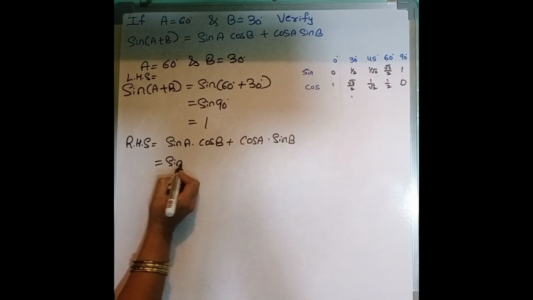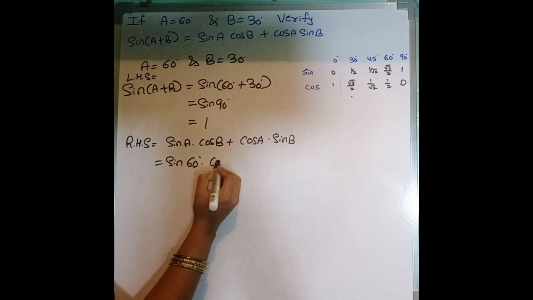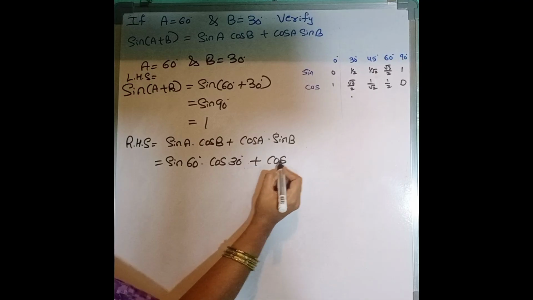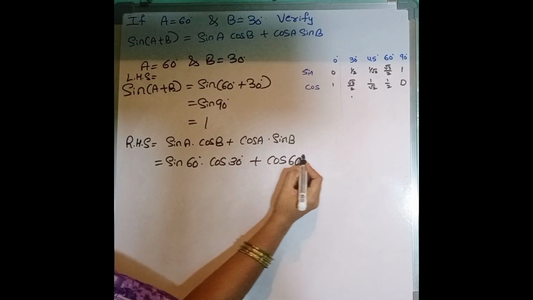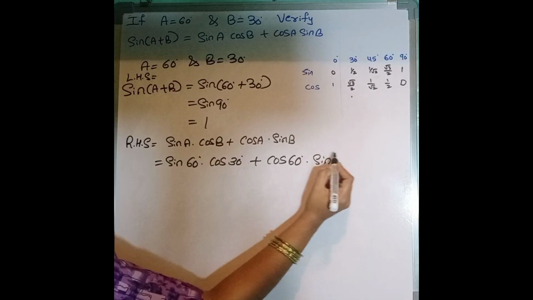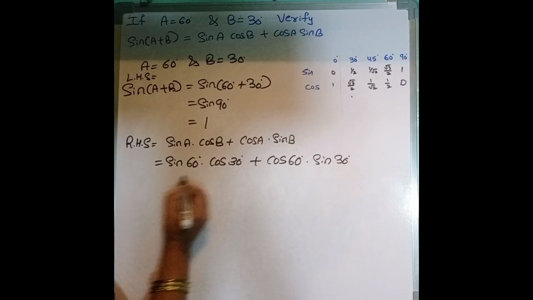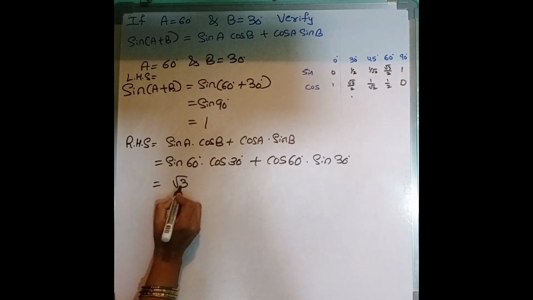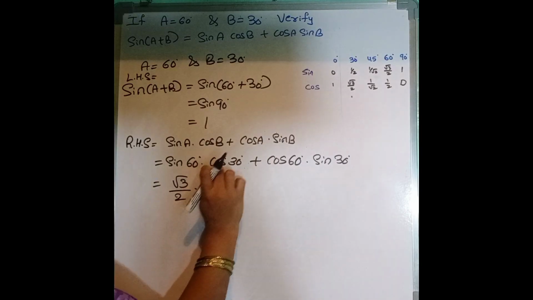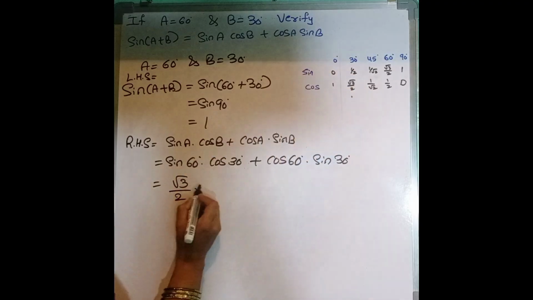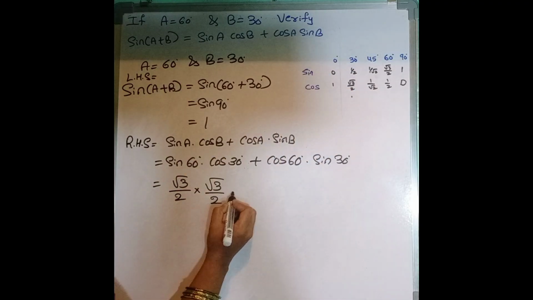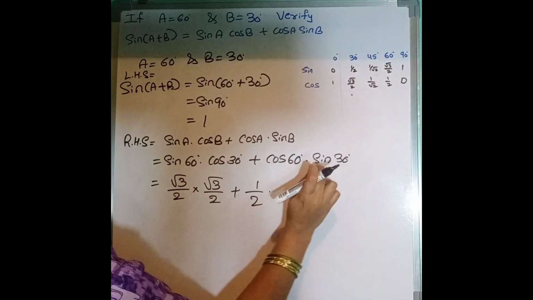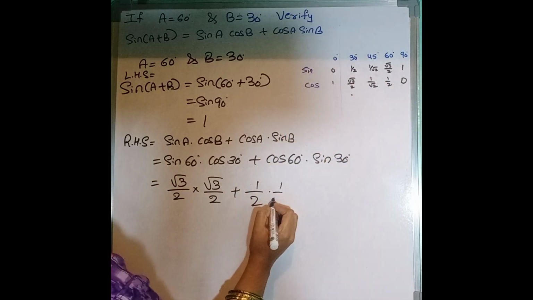Sin of A, the value of A is 60, into cos of B, B is 30 degrees, plus cos of A, A is 60 degrees, into sin of B, B is 30 degrees. The value of sin 60 degrees is root 3 divided by 2, into cos 30 degrees, which is root 3 divided by 2, plus the value of cos 60 degrees is 1 by 2, into the value of sin 30 degrees, which is 1 by 2.